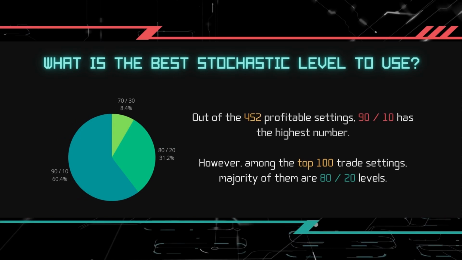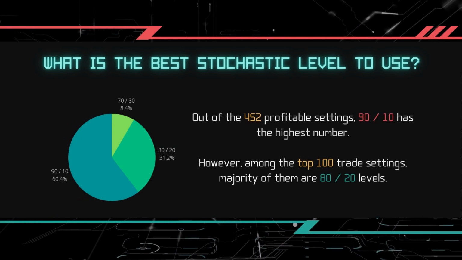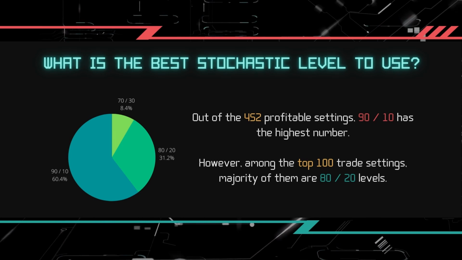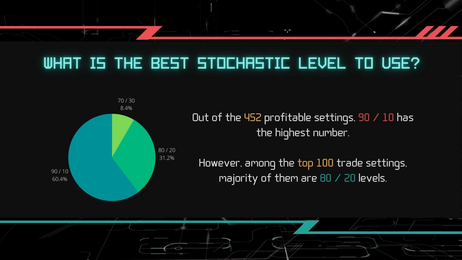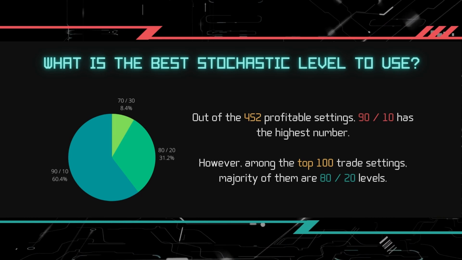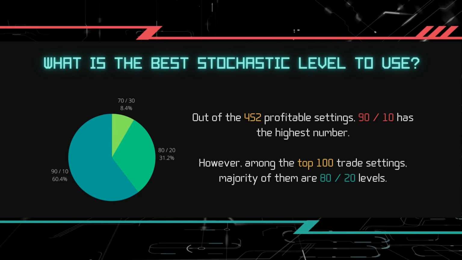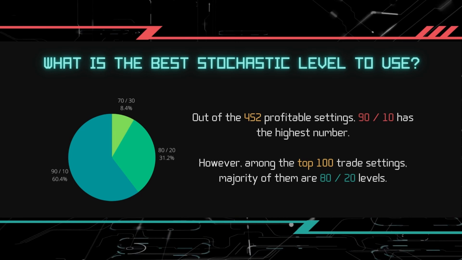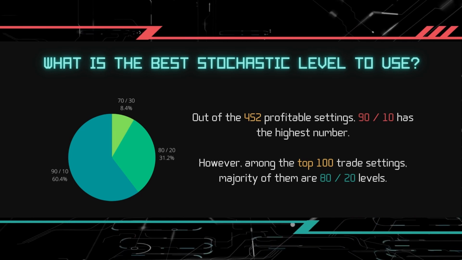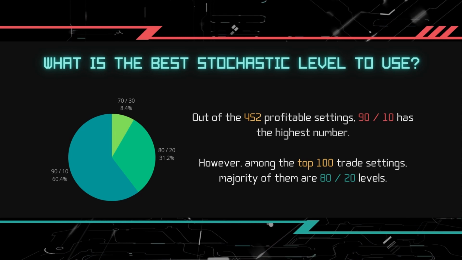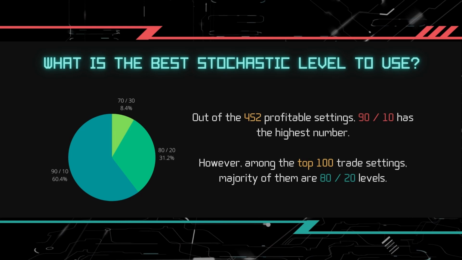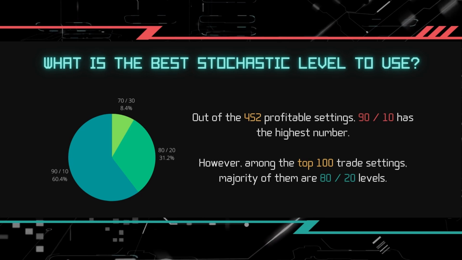The next question would be, what is the best overbought and oversold level? We had 3 pair of values to test, namely the 80-20, 90-10, and 70-30. From the chart, we can see that the 90-10 has the highest share. However, this does not mean that it is the best level to use. We went through the top 100 profitable settings, and the majority of them were still the 80-20 level. Therefore, we would conclude that the best overbought and oversold level would still be the 80-20 level.